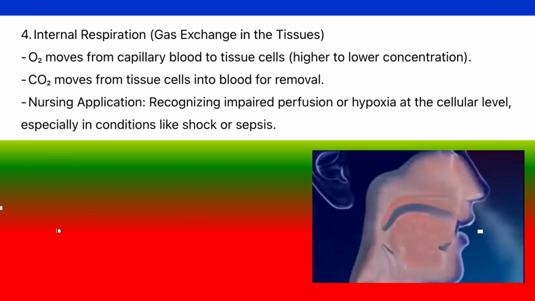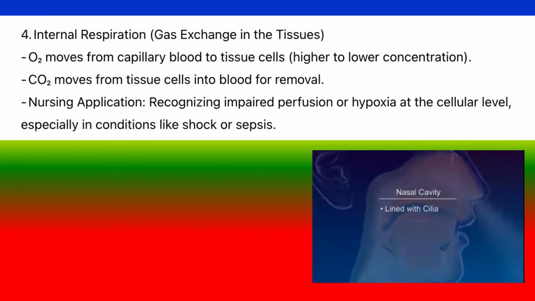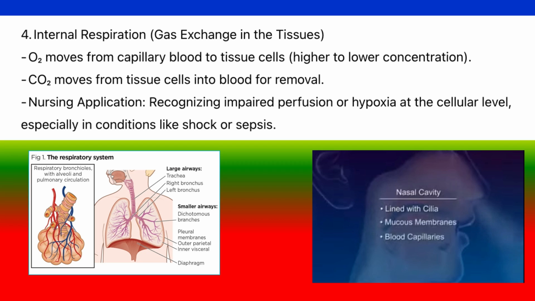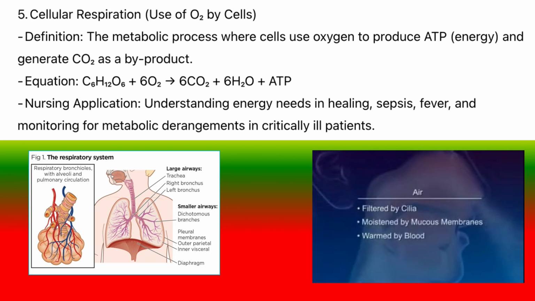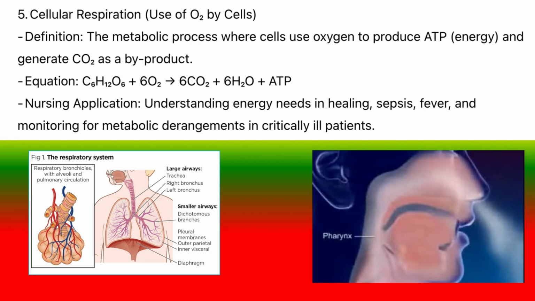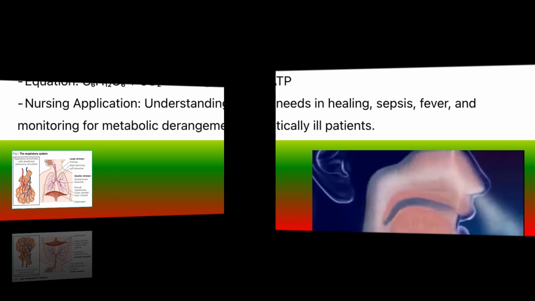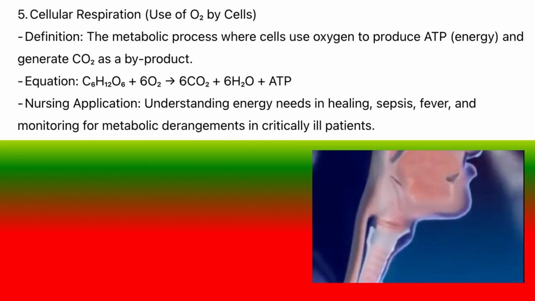4. Internal respiration, gas exchange in the tissues. O2 moves from capillary blood to tissue cells, from higher to lower concentration. CO2 moves from tissue cells into blood for removal. Nursing application: recognizing impaired perfusion or hypoxia at the cellular level, especially in conditions like shock or sepsis.